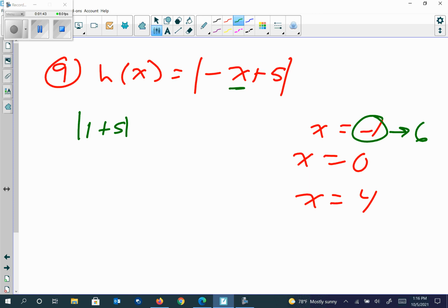If I plug 0 in here, I get 0 plus 5. So 0 plus 5 is just going to absolute value of 5 is 5. If I plug 4 in here, I'm going to get negative 4 plus 5, which is going to give me negative, or 1, absolute value of 1 is going to give me 1.